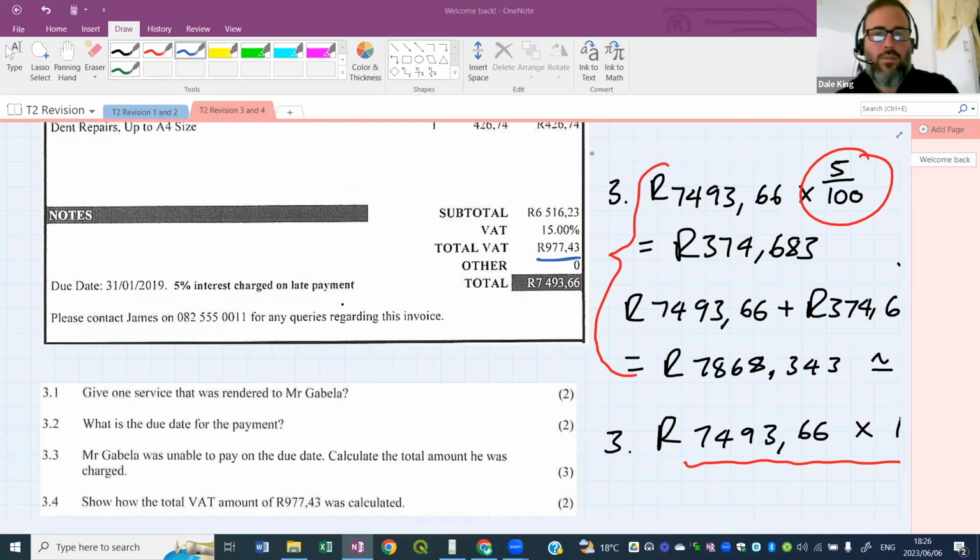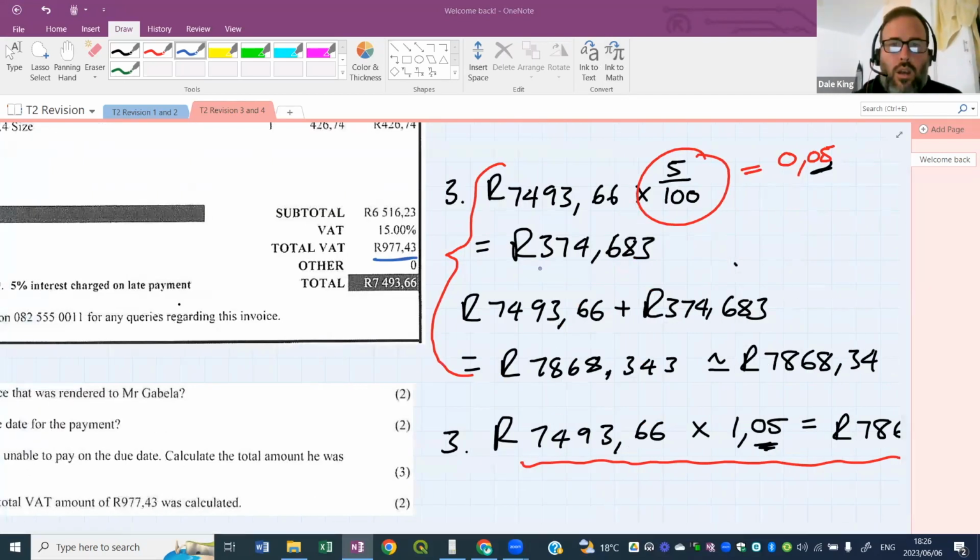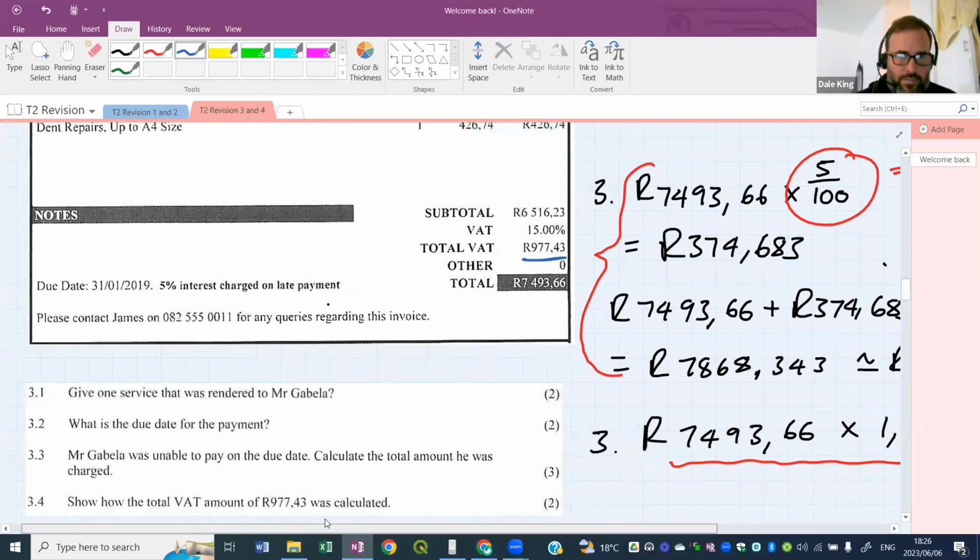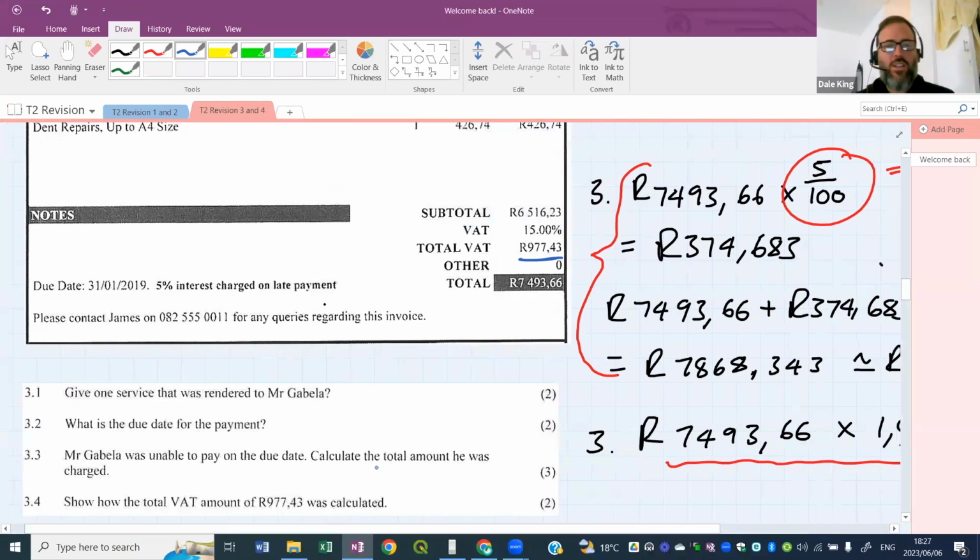You've got to get the same thing. What do I do? Who can tell me? Bongani, are you there? You tried to help us with the previous question. Yes, I'm there, sir. Do you want to try this one? Yeah, let me try. Excellent. So the question is, the total VAT amount of 977.43 on the invoice, how was this calculated? Show how it was calculated.